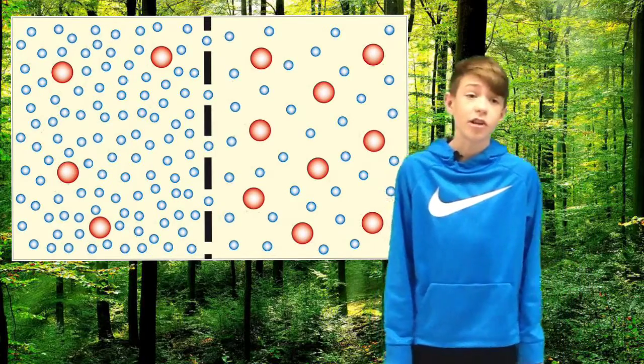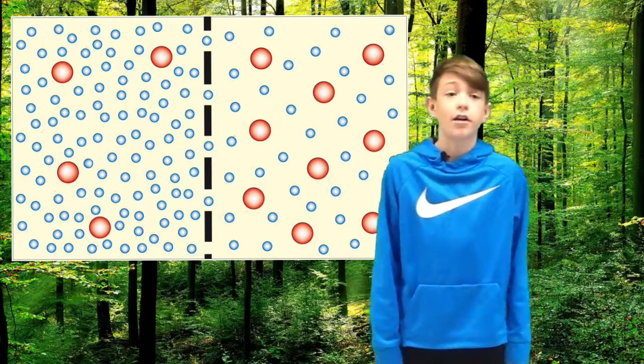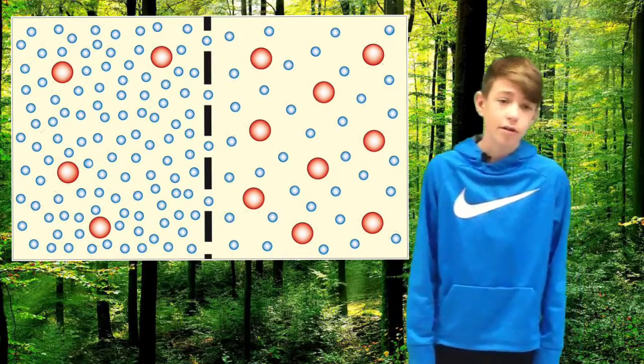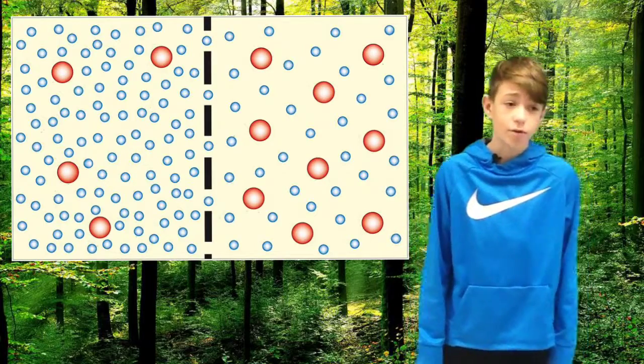One container has a solid like salt in it. The other only has water in it. Only the water can pass through the middle because it's small enough and the salt can't. The water will go to the side with the salt to break it down and equal out between both containers.